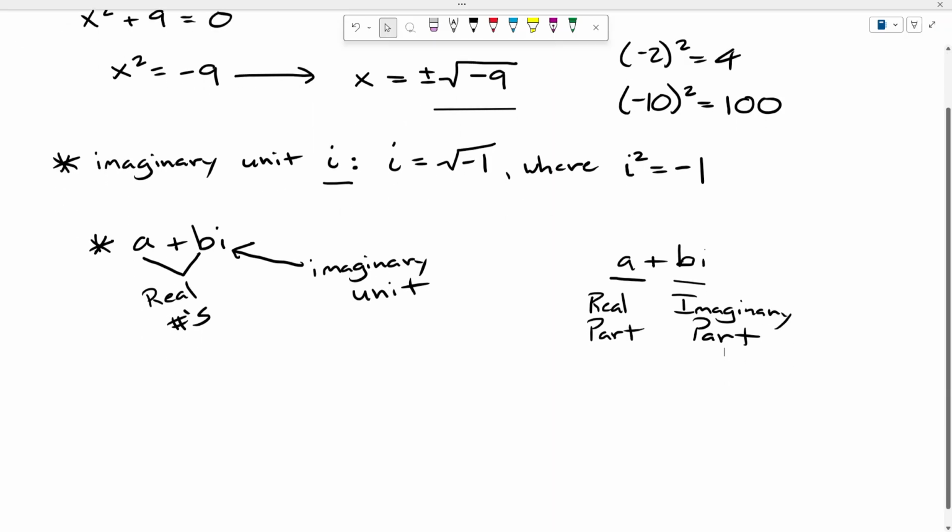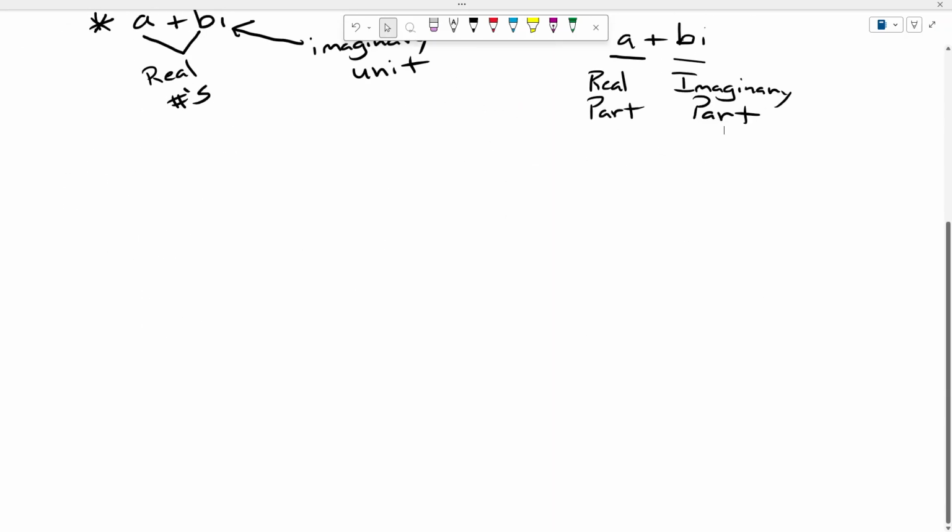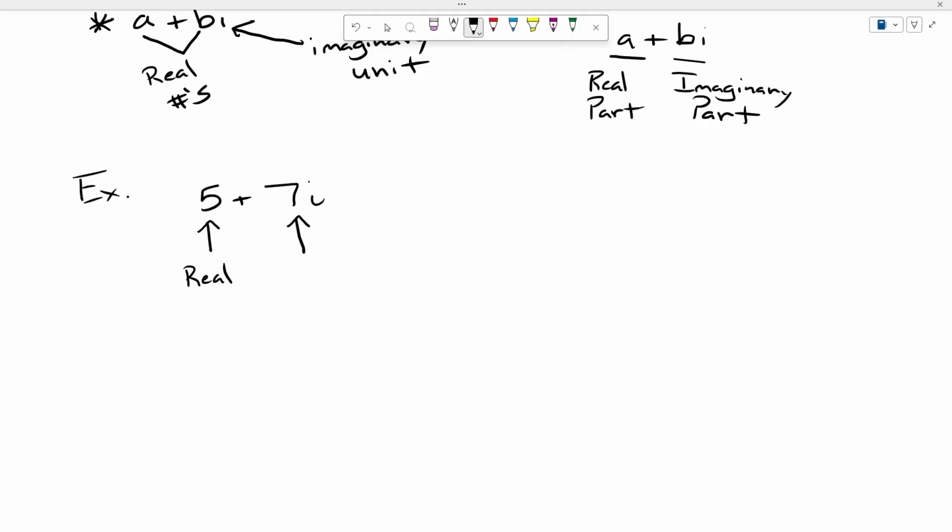So just to see it with some actual numbers, if we had, for example, 5 plus 7i. So the real part is the 5, and then the imaginary part is the 7. All right, just the 7, not the i. If we're just dividing it into parts, real and imaginary, 5 is the real part, 7 is the imaginary part.